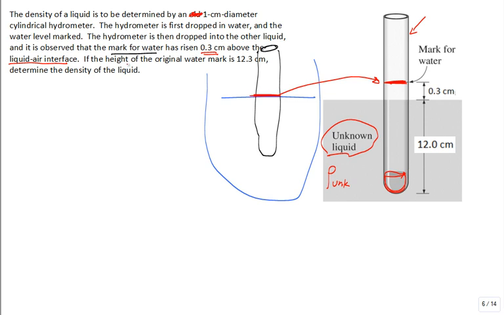So the height of the original water mark now is 12.3 centimeters from the bottom. You measure up. It used to be 12.3, now it's at 12.0. What am I writing? The height of the original mark is 12.3, right. Determine the density of the unknown liquid. How am I going to find that density of the unknown liquid from this information?